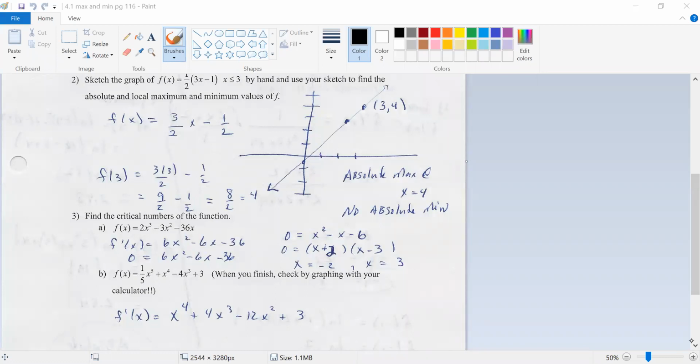Okay, so for number 3, it says find the critical numbers of the function for part A. Remember, the critical numbers are where the derivative equals 0 or doesn't exist. Because this is a polynomial, it will always exist. So all I have to do is find the derivative, which is 6x squared minus 6x minus 36, and then set it equal to 0. Once I do that, you can factor it. Using the zero product rule, you'll find that x is equal to -2 or x is equal to 3. Those are the critical values of your function.